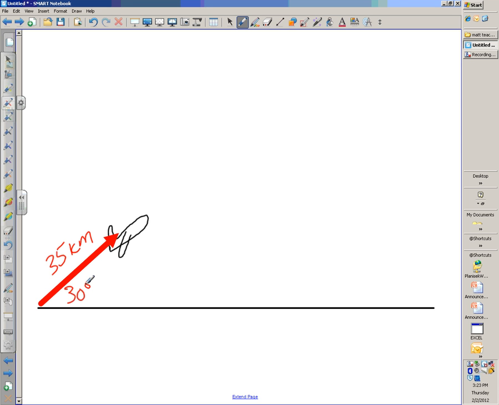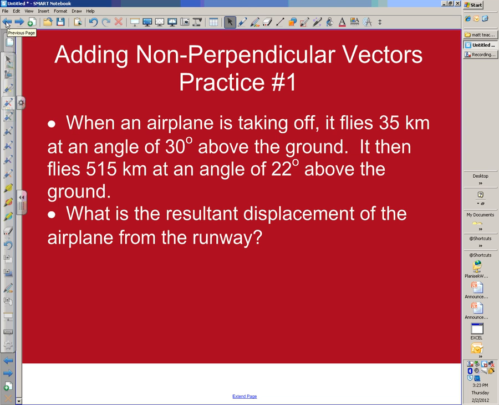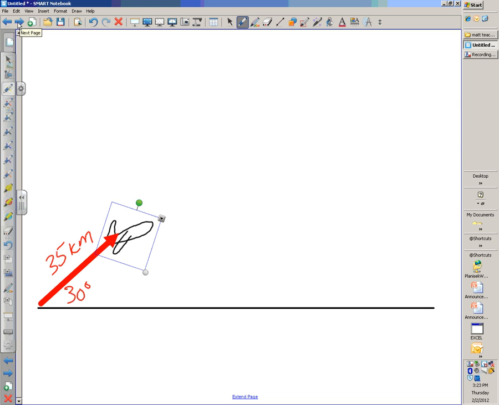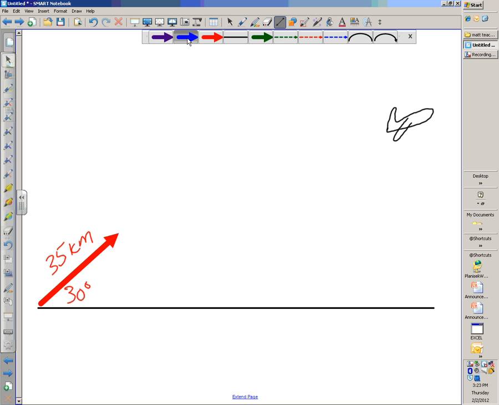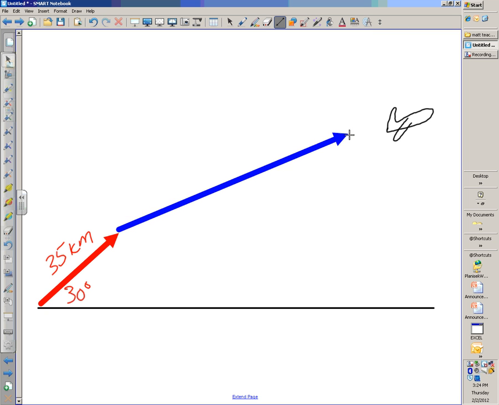Now it says after that initial part off of the runway, it changes its course slightly, right? So if we modify that, we said that it doesn't go quite as steep anymore, and if you've ever flown on a plane before, you kind of experienced this. So then it says, if I remember correctly, it flies 515 kilometers at an angle of 22 degrees above the ground. So if we represent that with our airplane, it's going to look something like this, and we'll represent that second portion of the trip with this blue arrow.